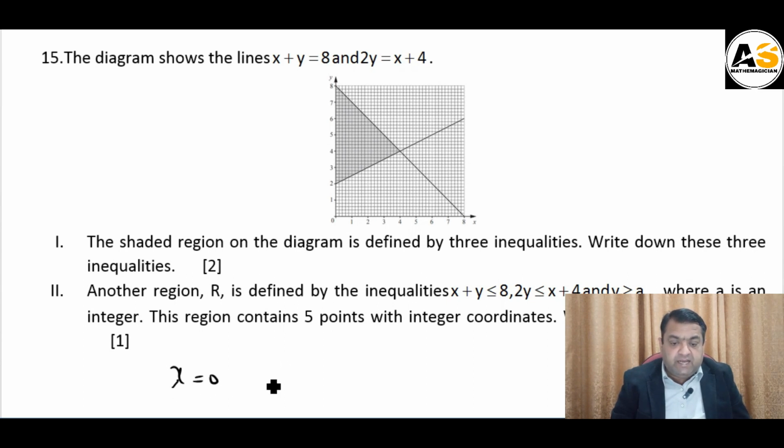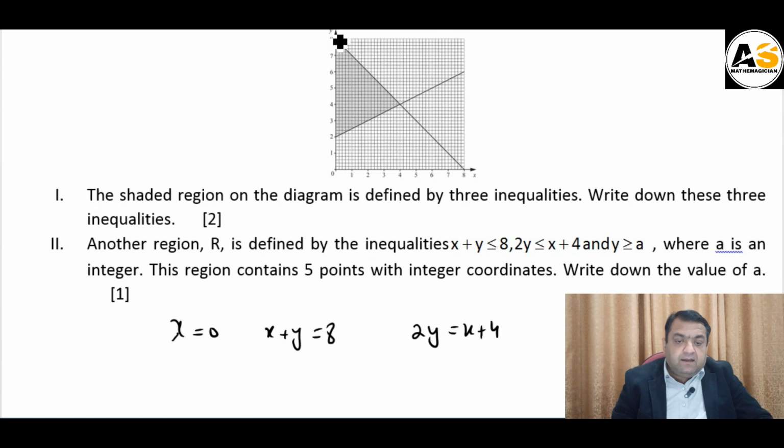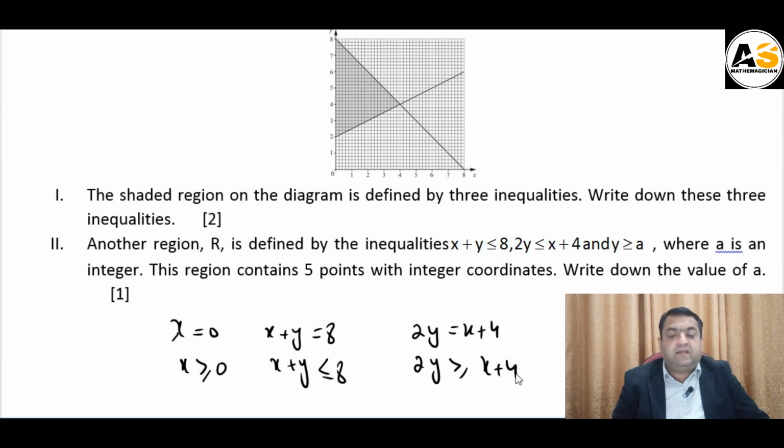The second equation is given by x plus y is equal to 8. And the third equation is given by 2y is equal to x plus 4. We need to form the inequalities. This is the line x is equal to 0 and the points are on the right side, so the inequality will be x is greater than or equal to 0. Lines are continuous. Similarly, for x plus y, this is the line and the shaded region is below this line, so it is less than or equal to 8. And this is the third line, the region is above this line, 2y is greater than or equal to x plus 4. These are the three inequalities.